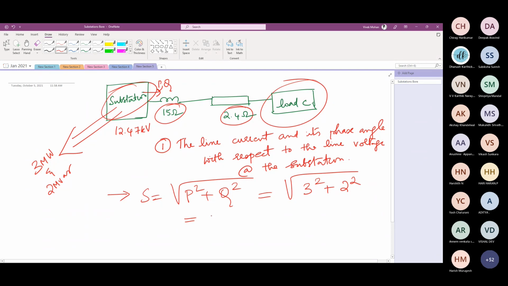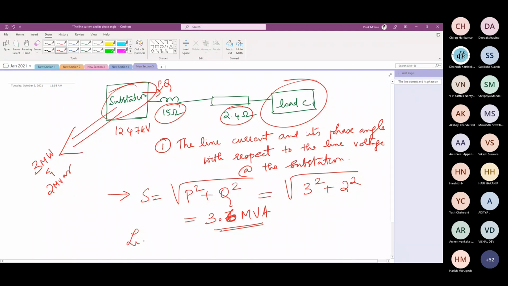Sir, 3.74. 3.6 or 3.7? 3.74, so taking it up to 1 decimal place, 3.7 MVA. 3.6. Yes, sir.